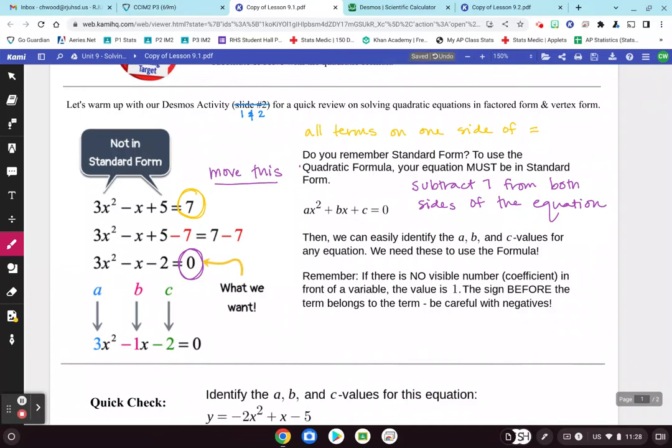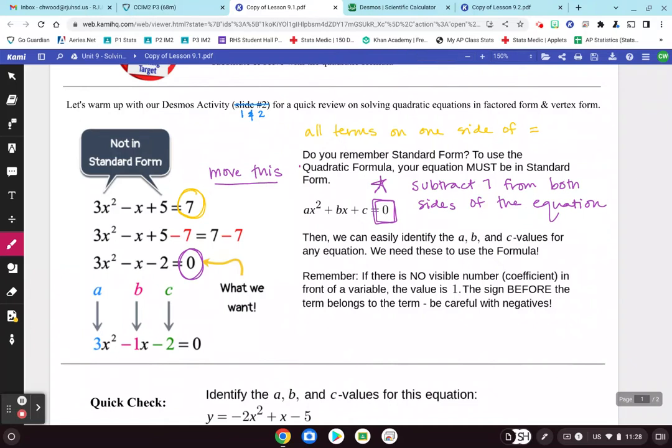Remember that in factoring we used the zero product property, where your 2 factors had to be equal to 0. It's the same idea. We want our equation equal to 0 every single time so that we can solve. Okay, so just keep that in mind. It has to be equal to that 0.